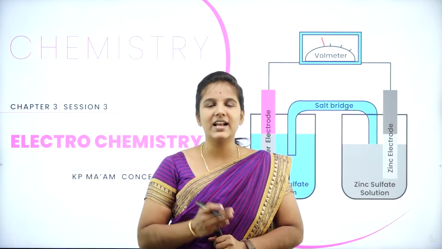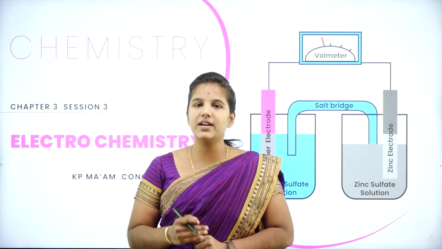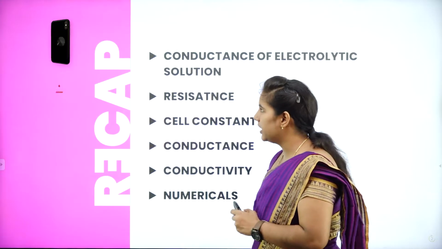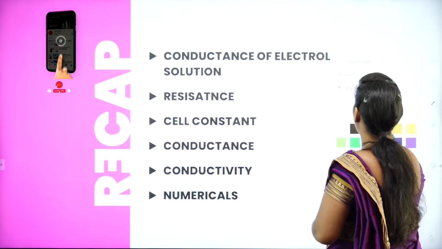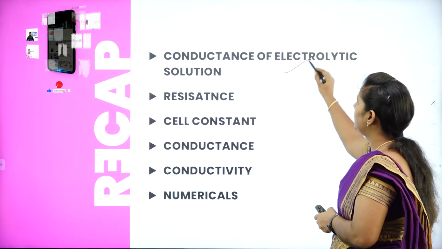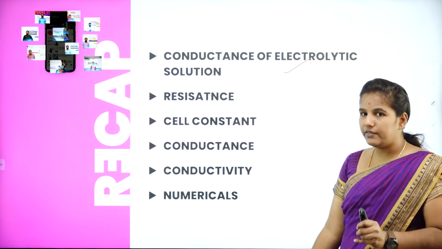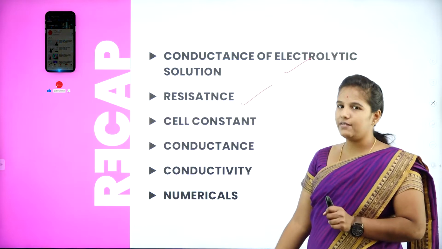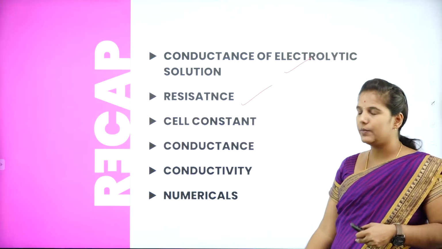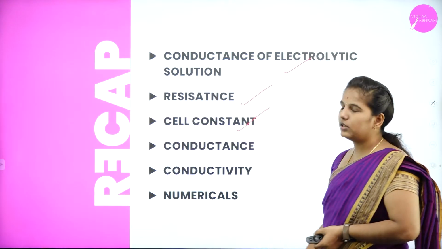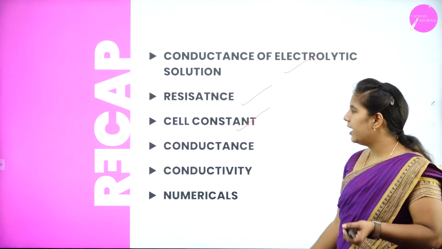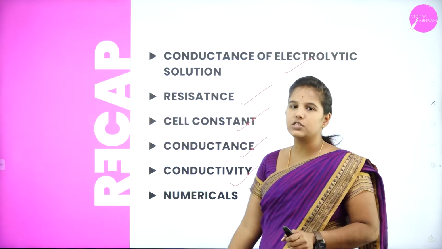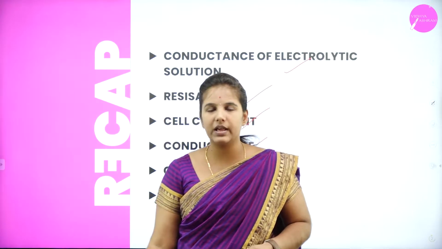My dear students, in our last discussion, we were discussing the unit called electrochemistry. Under that, we studied the conductivity of an electrolytic solution. We understood what resistance is, and also resistivity, and we learnt about the cell constant, conductance and conductivity, and also solved a few problems, right?